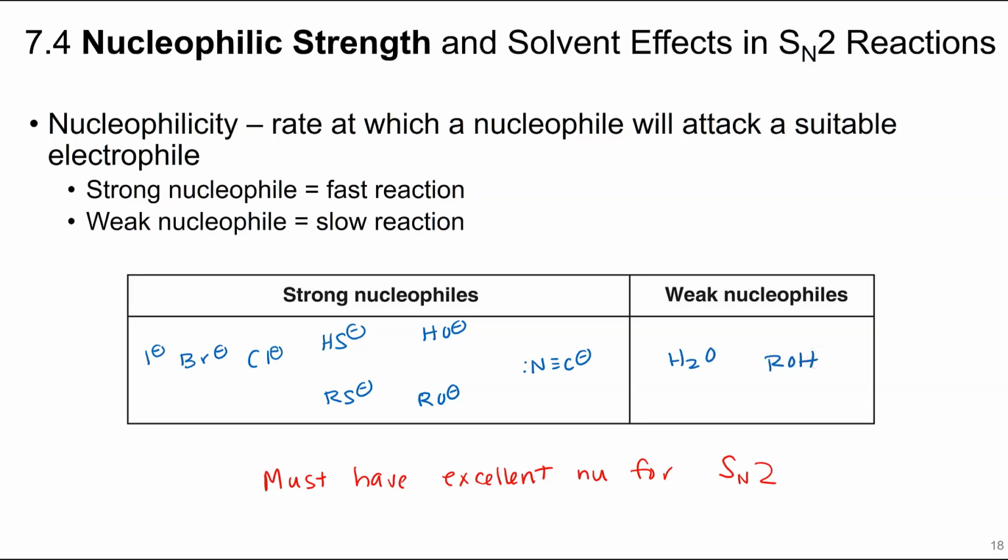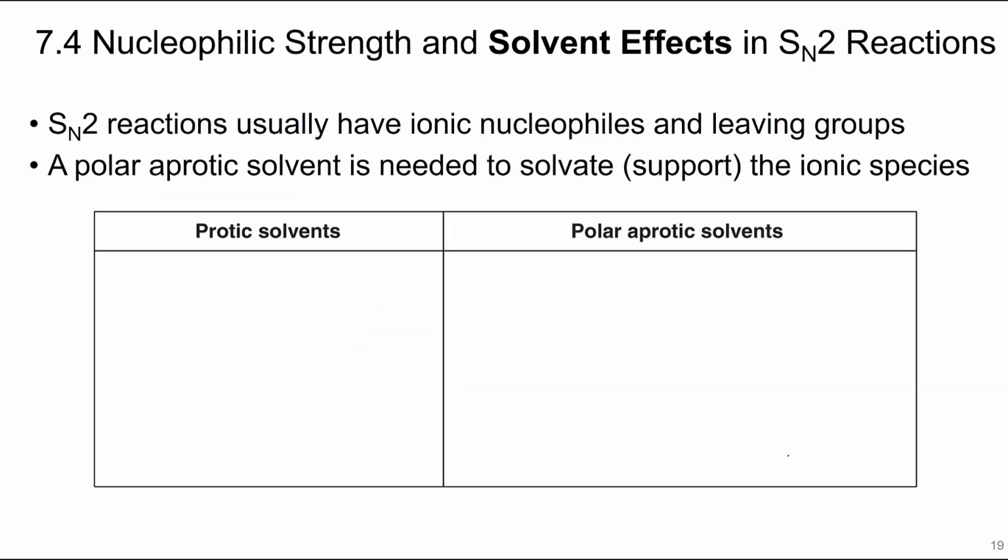So if you're looking at what's the difference here, all of these strong nucleophiles have an actual negative charge. The weak nucleophiles are neutral and are just partially negative. For an SN2 reaction, the solvent that you run the reaction in is also important. SN2 reactions usually have ionic nucleophiles like we saw, and they also have ionic leaving groups. So everything is going to have a negative charge here. So what you want is a polar aprotic solvent to solvate or support the ionic species.